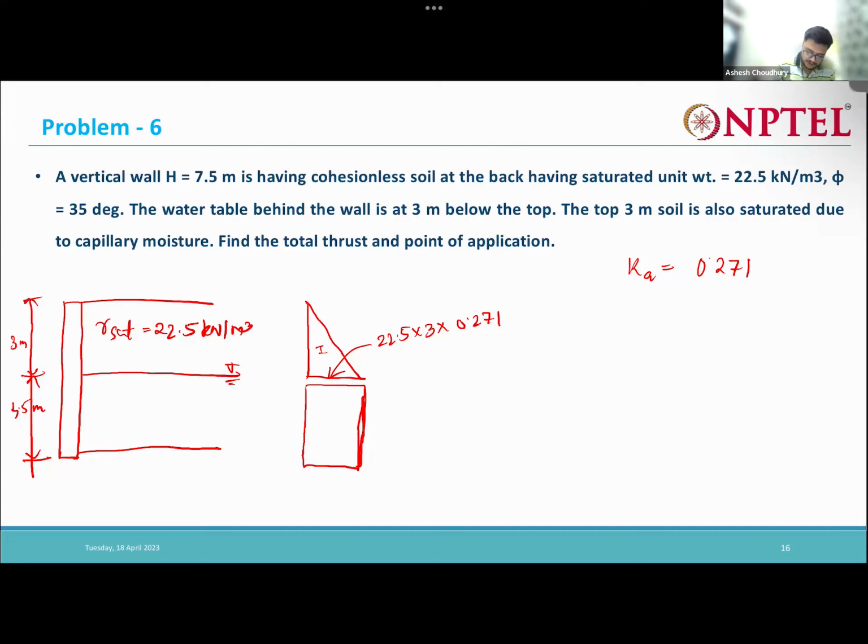Let us first finish this one. We will draw whatever we are saying. So how much will this be? 22.5 into 3 into K, right? And here we have our submerged soil, which is 22.5 minus 9.81.